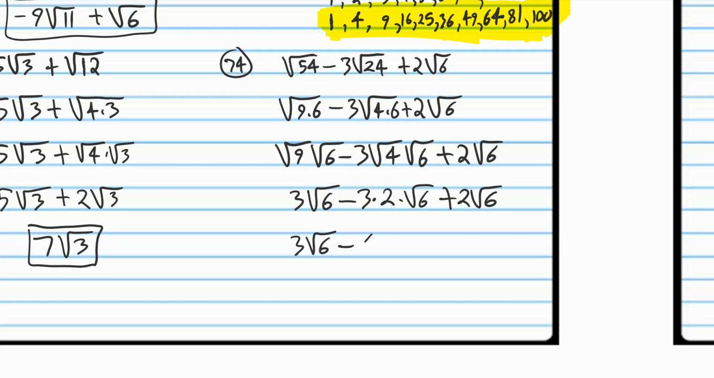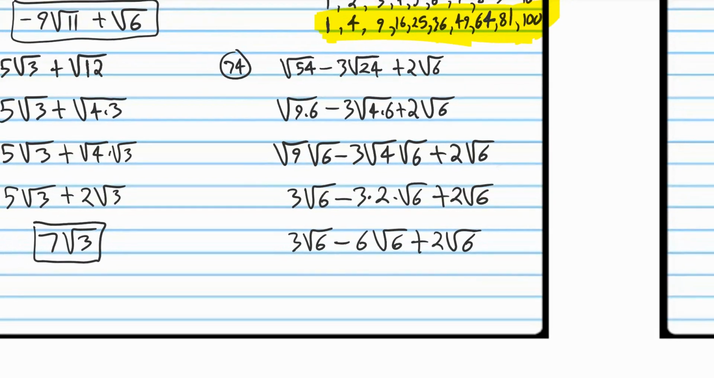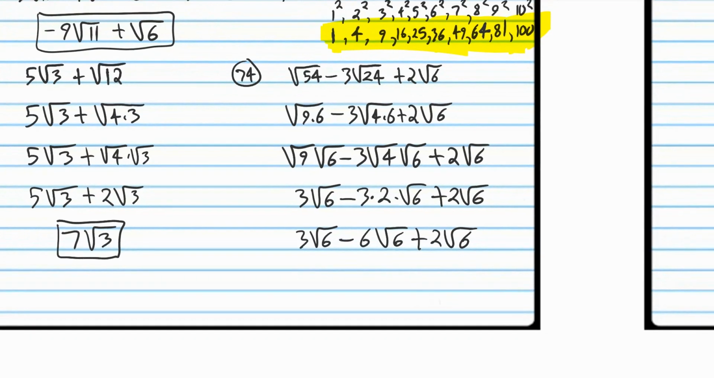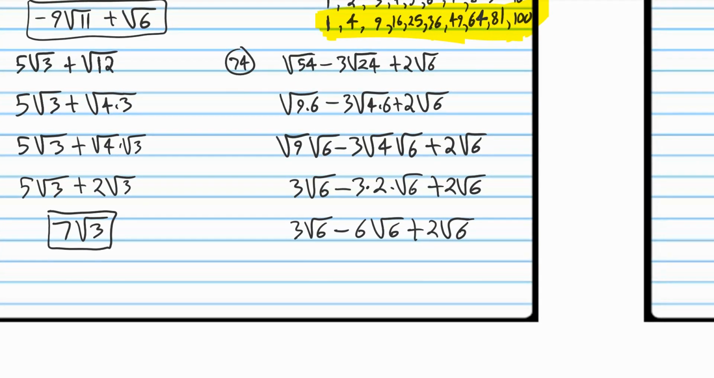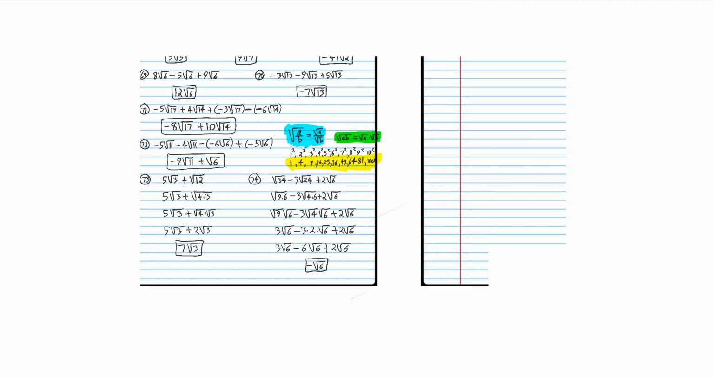And 3 times 2 is 6. And now you can see that all the terms are root 6's. So 3 root 6 minus 6 root 6 is negative 3, and negative 3 plus 2 is negative 1. So we have negative 1 root 6. Let me just double check that. Negative 6, negative 3, that looks correct.